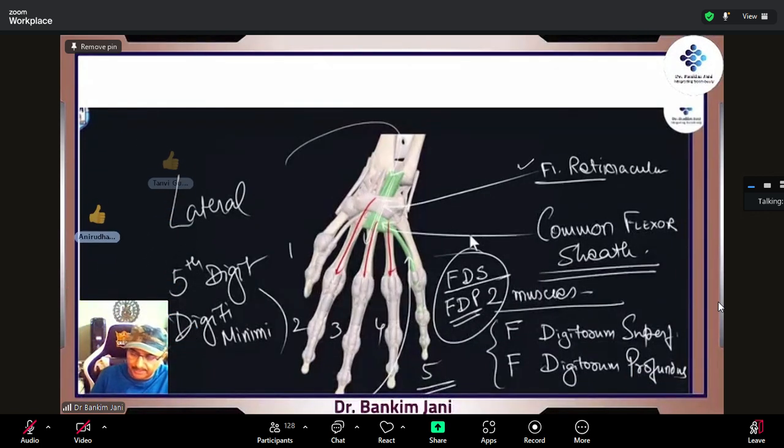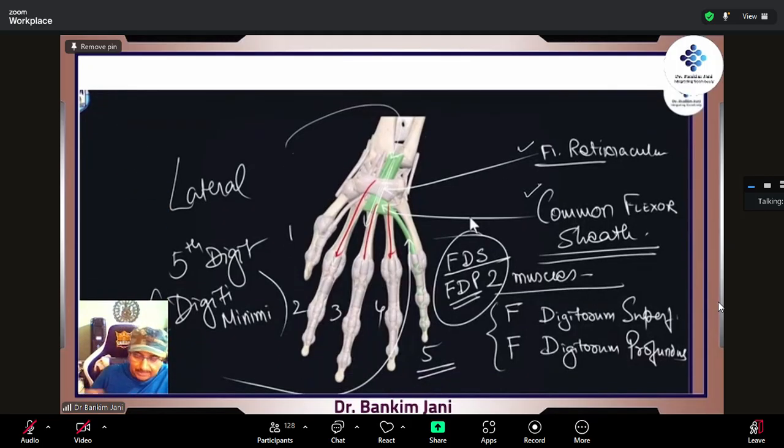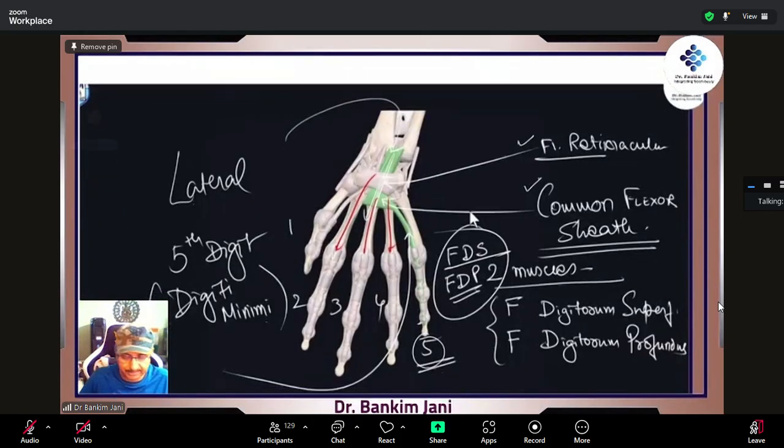So here it is: flexor retinaculum, known to us, common flexor sheath, known to us, flexor digitorum superficialis, flexor digitorum profundus, those two muscles are known to us. But that little finger, the fifth digit, the last one, has got a special entry. It has got a special sheath, which is traveling all the way till the last point, and that is digiti minimi, the little finger. So the fifth digit is called the digiti minimi.